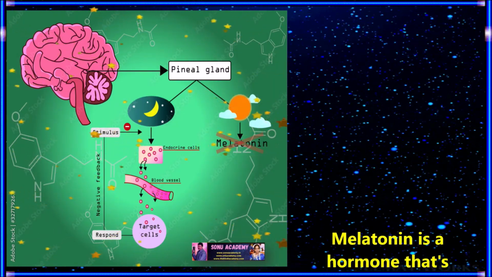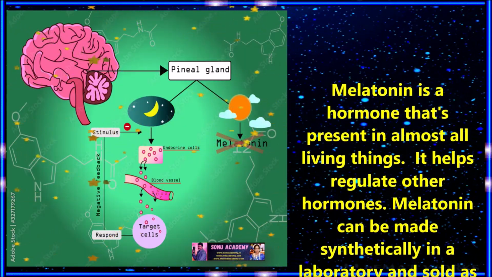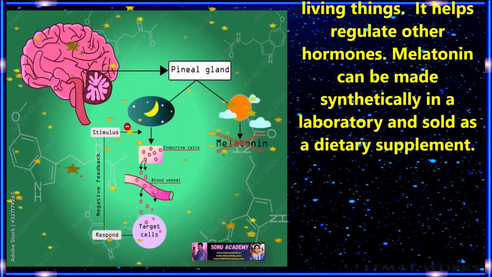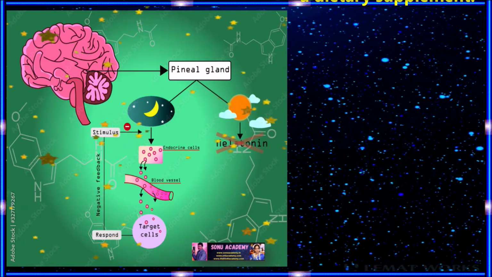Let's see what melatonin is. Melatonin is a hormone that's present in small amounts in living things. It helps to regulate other hormones. Melatonin can be made synthetically in a laboratory and sold as a dietary supplement.